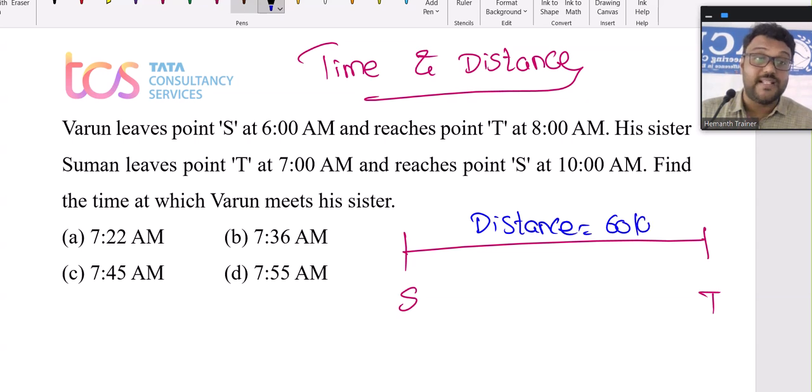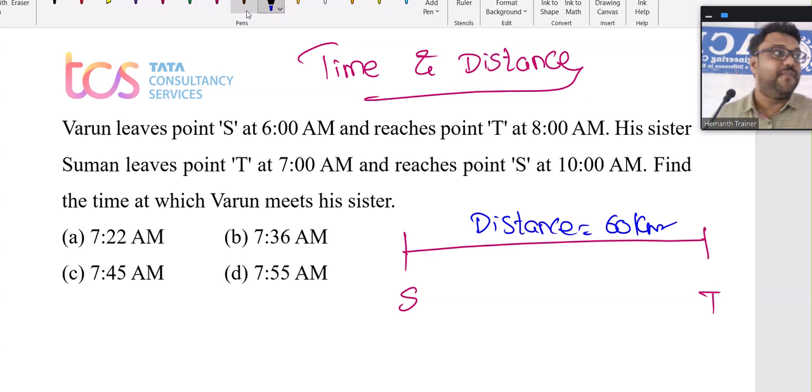Why did you take 60? Is there anything in your mind? Yes, I have in my mind 6 a.m. to 8 a.m., how many hours of journey? 2 hours. The other one, 7 to 10 a.m., 3 hours. Speed is distance by time, so to get the values easily, my answer should be divided by 2 and 3. So distance should be divisible by 2 and 3. I kept it like that, distance 60. Why 60 only, sir? We can take any value actually, but for an easy calculation.